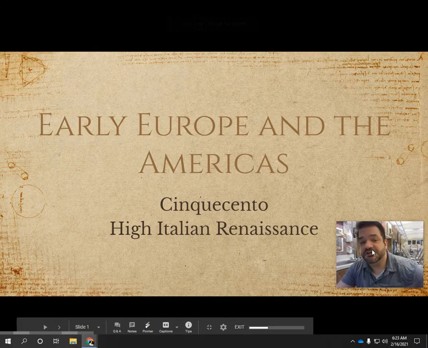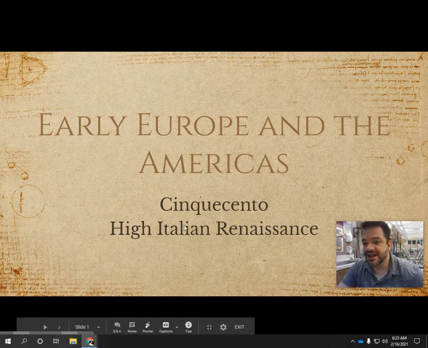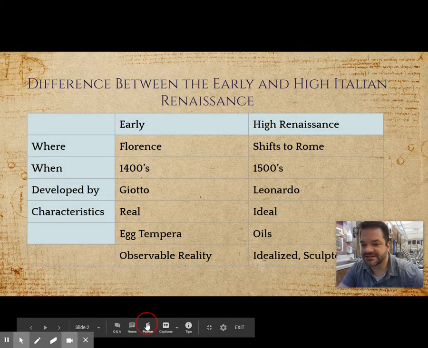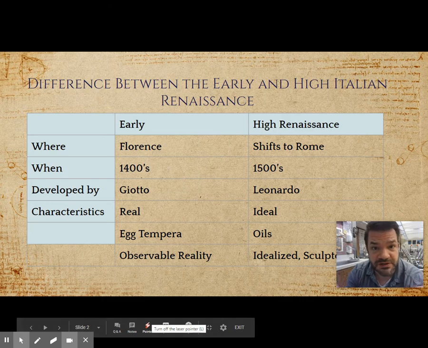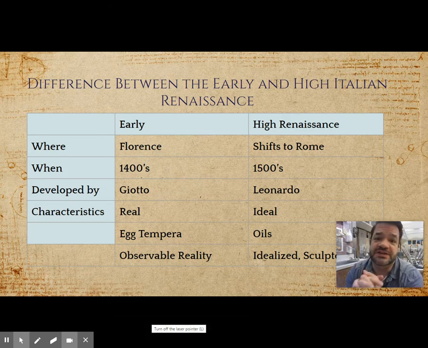Alrighty, cherubs. So today we're going to get started with the High Italian Renaissance. We're going to move into the Cinquecento, the 1500s, and dive right into that High Italian Renaissance. What we talked about two times ago was that the early Italian Renaissance begins in Florence and is in the 1400s. And that style is developed by Giotto, Brunelleschi, among others, Botticelli, etc.